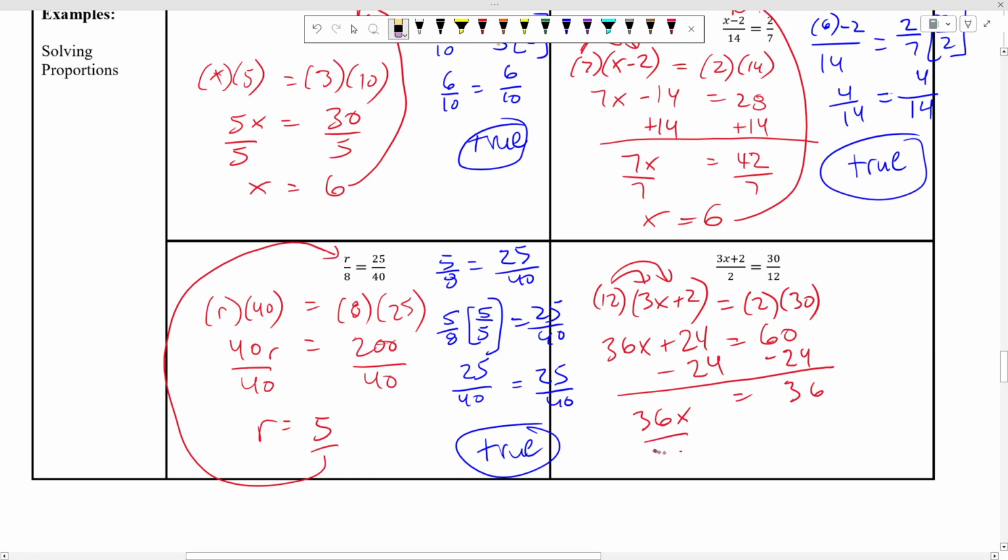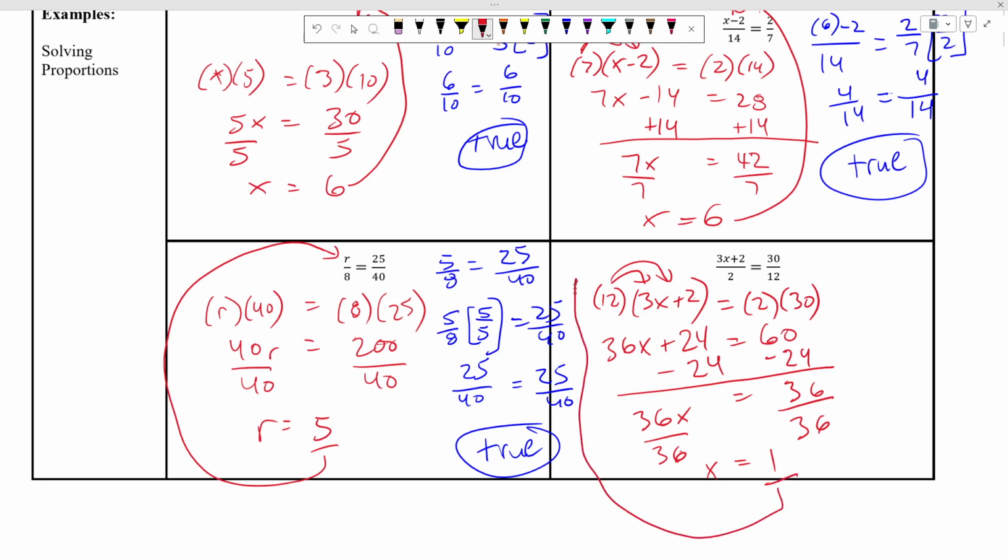Whoops, 36. Divide both sides by 36, boom, boom, boom. Looking pretty good here. This is going to be x equals 1. x equals 1. Well, let's plug it in and prove it out here. There we go. Put that in there. I would get, let's see here.